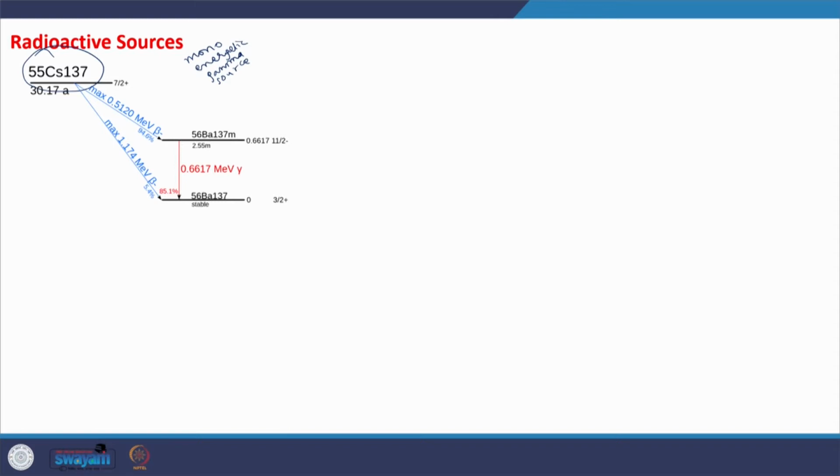So, I will explain the decay scheme in detail of one or two sources. The remaining sources I expect you to study yourself through textbooks or material available on the internet. Let me spend enough time on the decay scheme of a radioactive source, in this case cesium 137, which is widely used to calibrate and test the nuclear radiation detector.